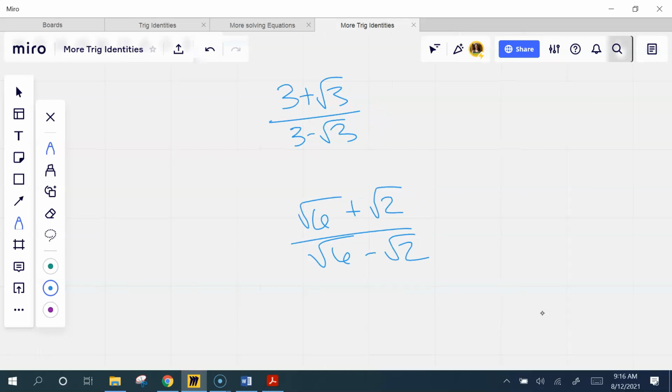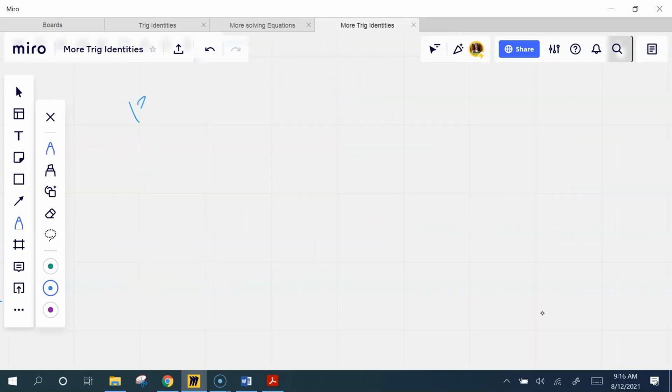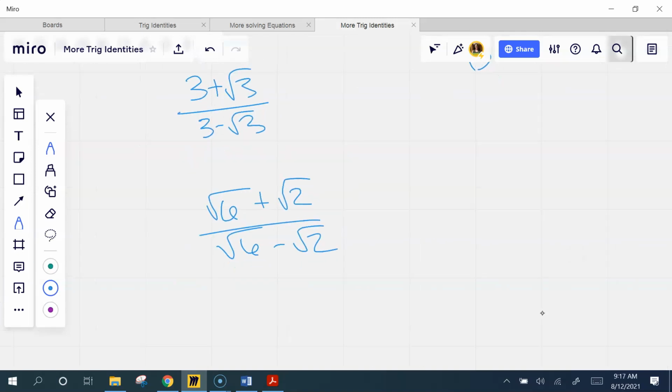All right, let's look at 13 because it's my fave. I love 13 and 14. Go back and do 12 so we've got time to get through 13 together. 13 is this one.